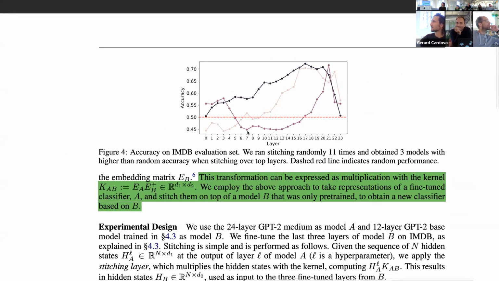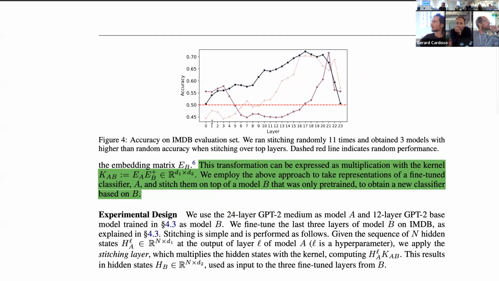I'm trying to figure out what they do here. It's a 24-layer model. I think what they do is they take the fine-tuned model's last 3 layers of model B and apply them on top of layer 0, 1, 2, 3, on top of different layers in model A, and then see what the accuracy is. I guess it doesn't cost them anything more, right? Everything's trained at that point.